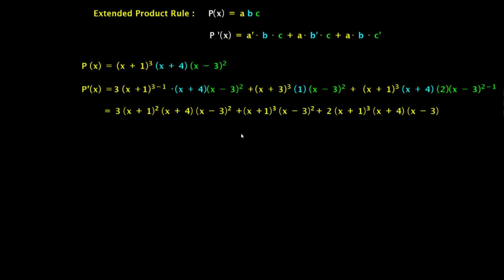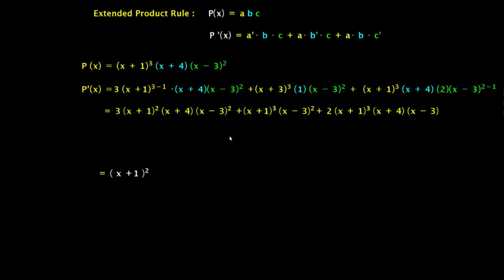Now we have to simplify it further. The first term, what is common in the three terms? We have an x plus 1 over here. We have another x plus 1 on the second term, and we have another x plus 1 in the third term. So when we take the GCF, it's going to be the x plus 1 with the lowest power. So x plus 1 with the power of 2, we can factor out from the first term, from the second term, and from the third term.